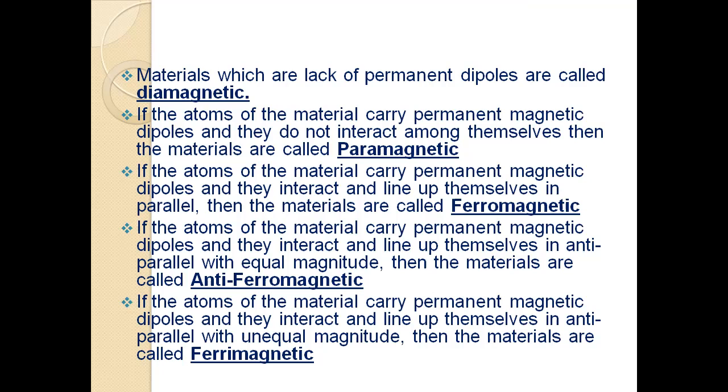If the atoms of the material carry magnetic dipoles, interact with each other, and line up parallel to each other, then the material is called ferromagnetic. If the atoms of the material carry permanent dipoles, interact with each other, and line up antiparallel with equal magnitude, then the material is antiferromagnetic. In the same way, if the atoms carry permanent dipoles, interact with each other, and line up antiparallel with unequal magnitude, then the material is called ferrimagnetic.